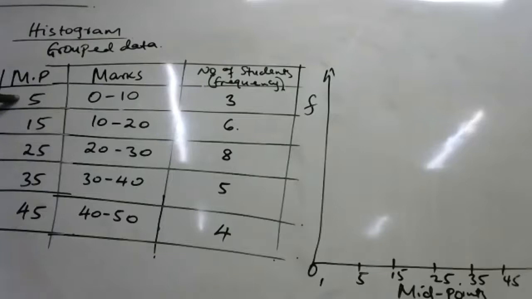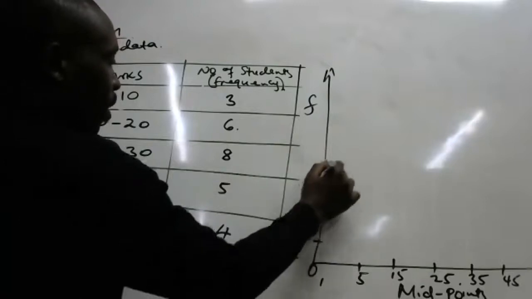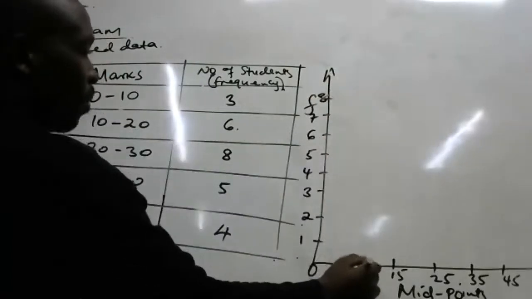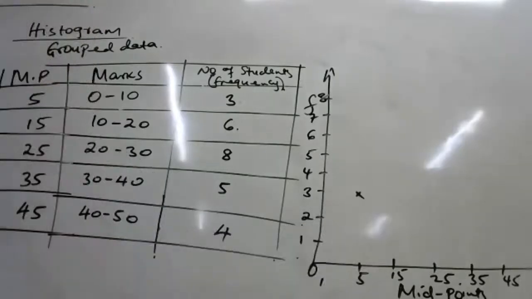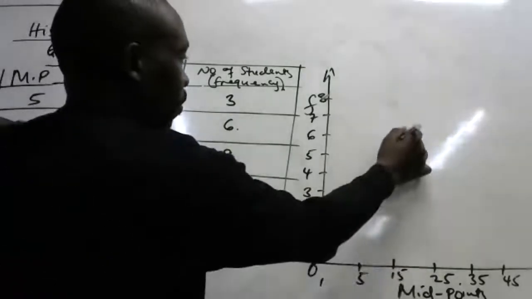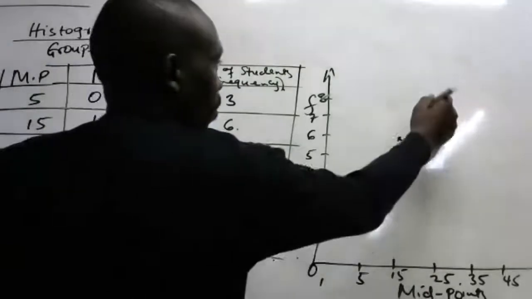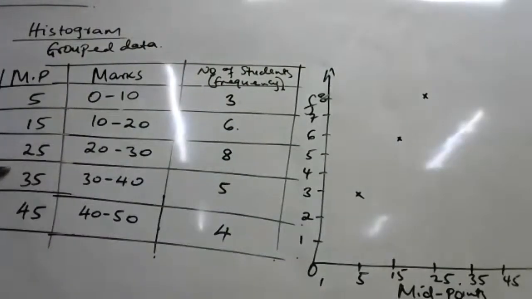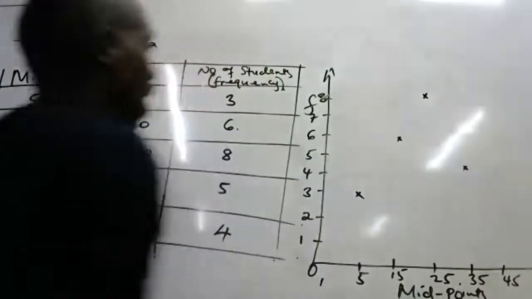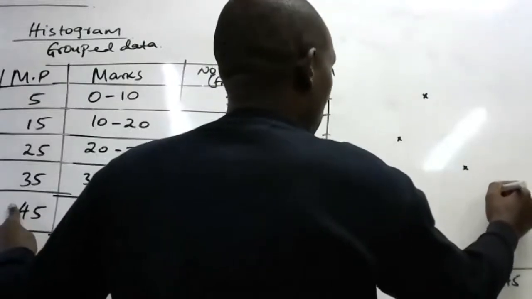Then, when the midpoint is 5, the frequency is 3. So, at 5, you mark 3 on the frequency axis. When the midpoint is 15, the frequency is 6. 15, 6, mark. When the midpoint is 25, the frequency is 8. You mark. When it is 35, the frequency is 5. Somewhere there, you mark. Lastly, 45, 4. You go and come back like that.